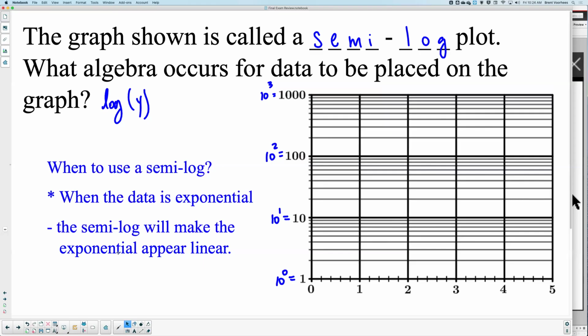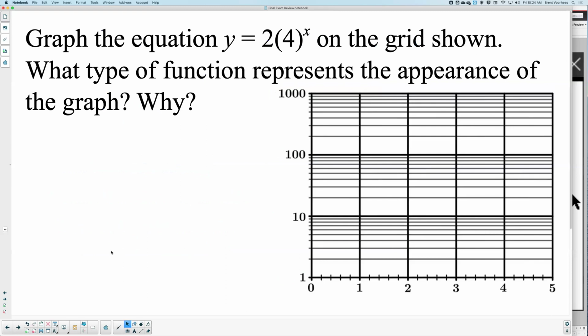Okay, so let's take a look at this example here. Graph the equation y equals 2 times 4 raised to the power x in the grid shown. What type of function represents the appearance of this graph? Okay, so if I wanted to plot those points, let's just get a little table going here to help us plot it. And then I will show you the equation here in a moment.